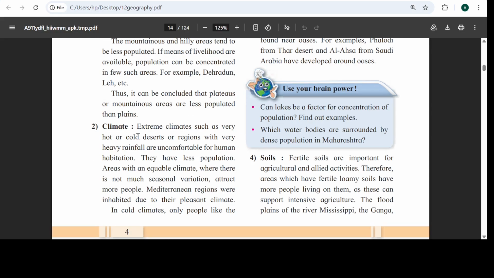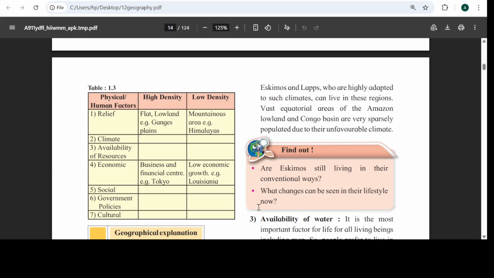Second, climate. Extreme climates, such as very hot or cold deserts or a region with very heavy rainfall, are uncomfortable for human habitation. They have less population. Areas with an equable climate, where there is not much seasonal variation, attract more people. Mediterranean regions were inhabited due to their pleasant climate. In cold climates, only people like the Eskimos and Lapps, who are highly adapted to such climates, have lived in these regions. Vast equatorial areas of the Amazon lowland and Congo Basin are very sparsely populated due to their unfavorable climate.